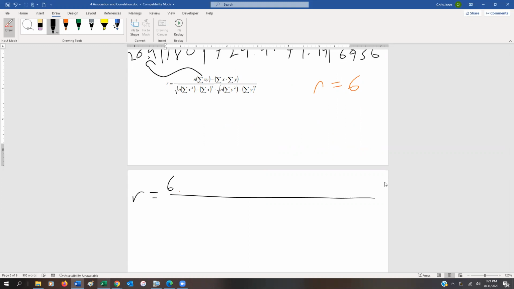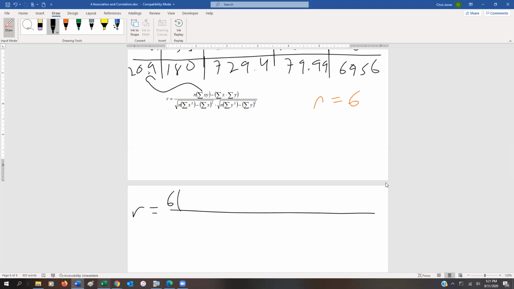sum of xy is this 20.9. So 6 times 20.9 minus the sum of x, which is 180. I'm sorry, sum of xy is not 20.9. Excuse me. It's actually going to be this 729.4, excuse me. 729.4. And then minus sum of x. Now, sum of x is going to be the 20.9. So again, apologies for that.